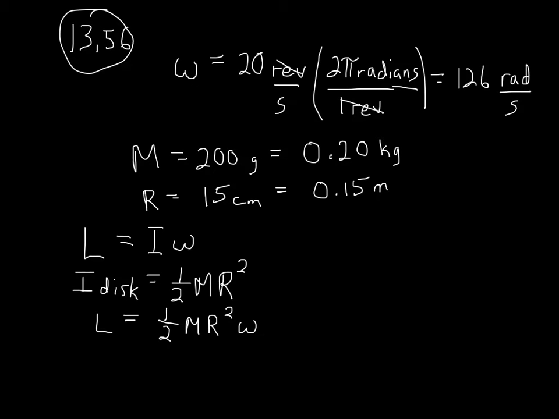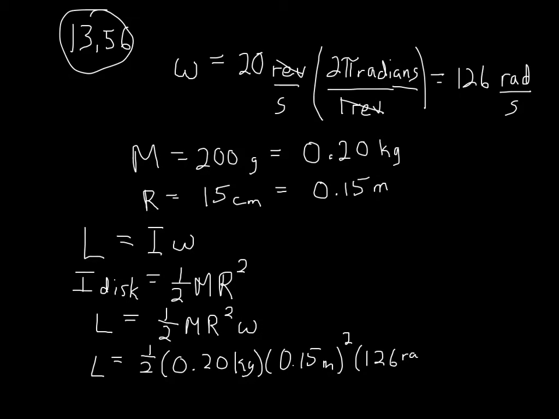At this point, we're going to plug in our numbers. We find L equal to 1/2 my mass of 0.2 kilograms, my radius of 0.15 meters squared, and my omega, my angular velocity of 126 radians per second. And we plug and chug all of our numbers in, and we find an angular momentum equal to 0.28 newtons times meters.